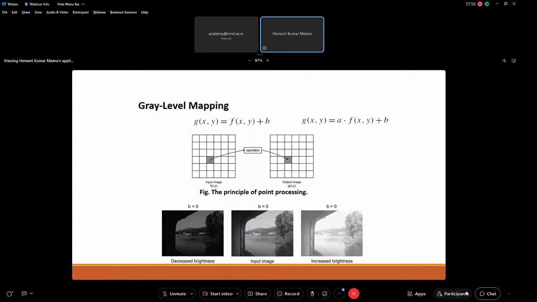When we are saying it, it is basically point processing. Point processing means the most basic processing, the same operation applied on every pixel of the image. How? What is this basically?